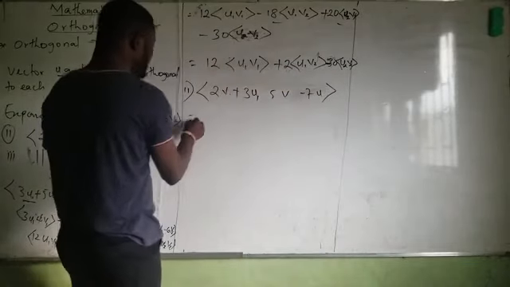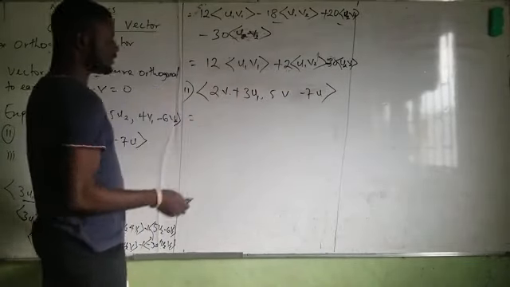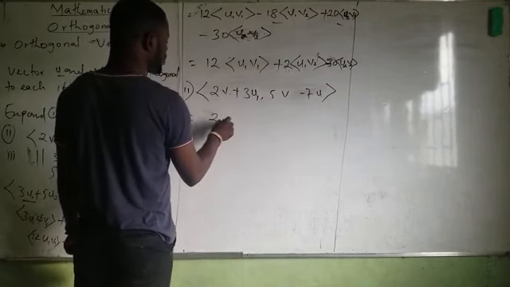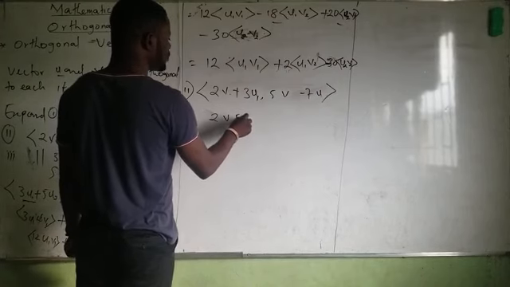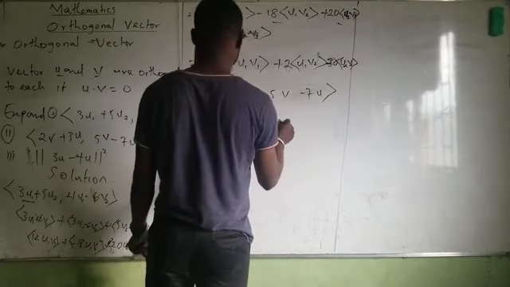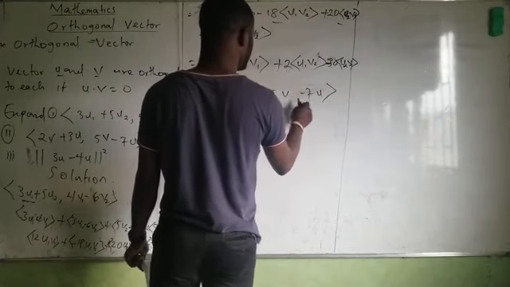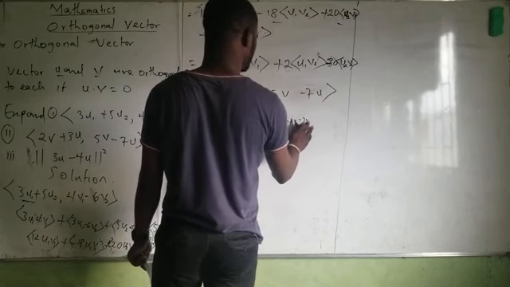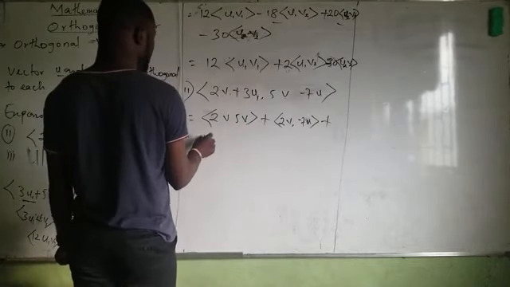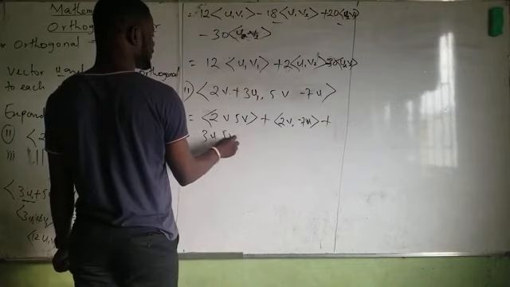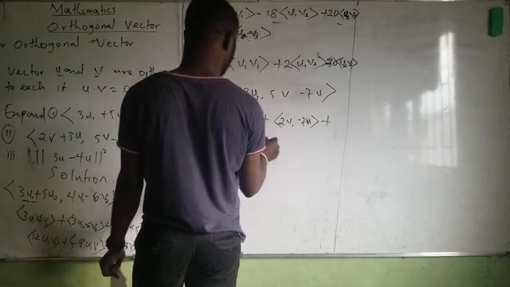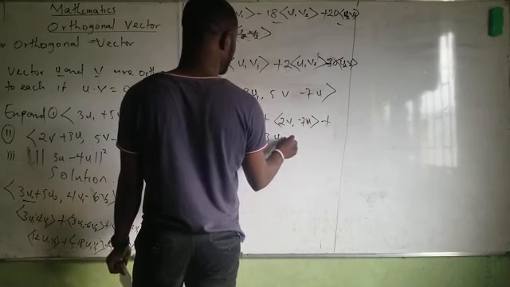Now, what I then need to do here is that this is a comma. Don't forget that I will be having 2v and 5v, plus this will be what? 2v and what? Minus 7u, and plus this will also be 3u 5v, and plus this will be 3u minus 7u.